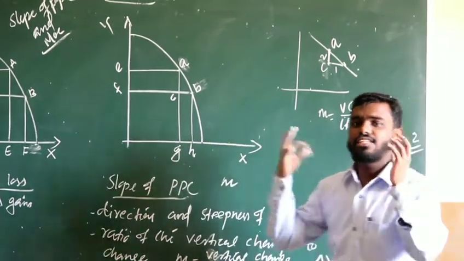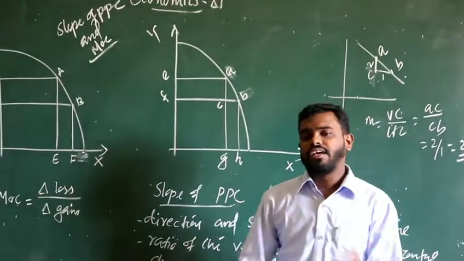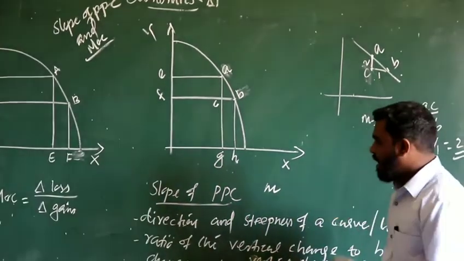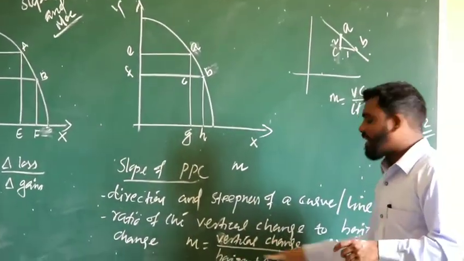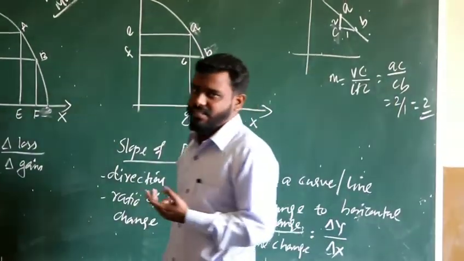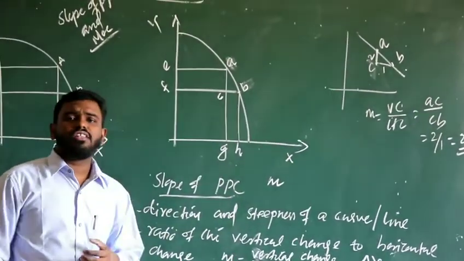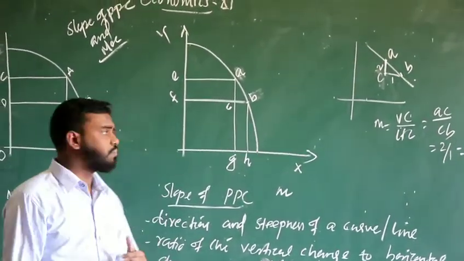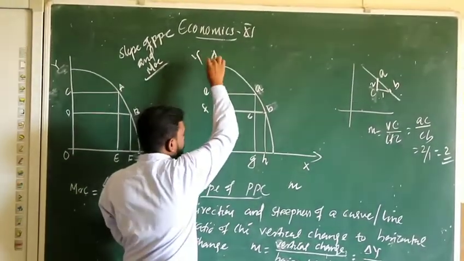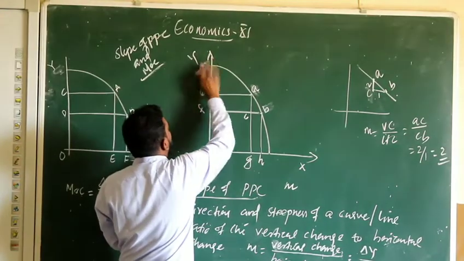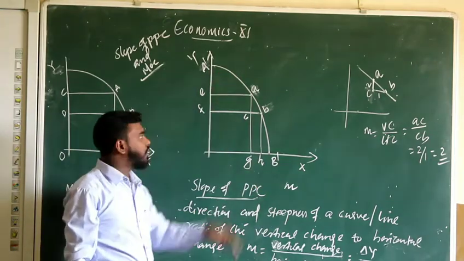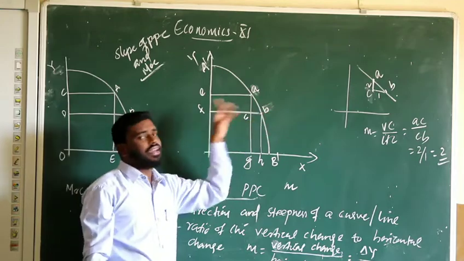Okay, for finding the slope of any curve or any line, just draw a vertical line and a horizontal line. After that, use the formula M, or slope, is equal to vertical change upon horizontal change, or delta y upon delta x. Okay, now we are going to measure the slope of the production possibility curve. And this is our production possibility curve, that is curve A dash B dash. Here two points are there, point A and point B.